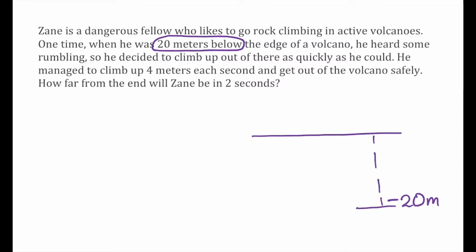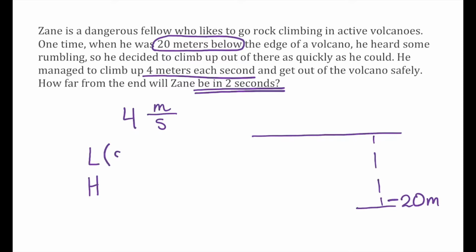And then he starts climbing up. He hears some rumbling and starts climbing out to safety. And his rate is 4 meters each second. So I could say this as 4 meters per second, kind of like the speed of his climbing. We need to figure out how far from the edge of the volcano he will be in 2 seconds. So we'll start with L for his location, or I can say height, or level, and it's going to be a function of seconds, because he is climbing every second.